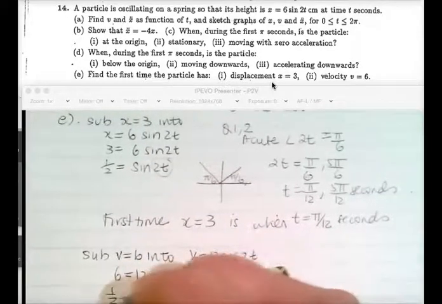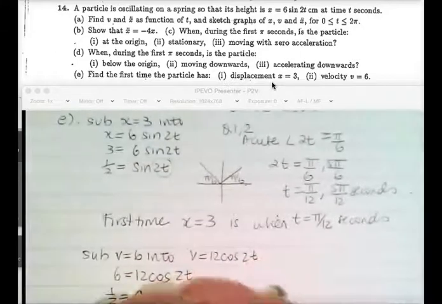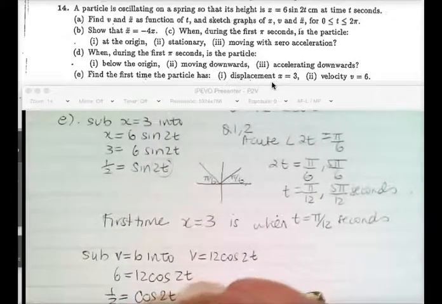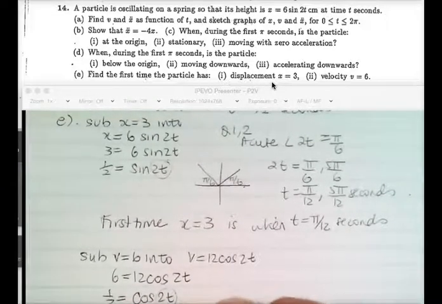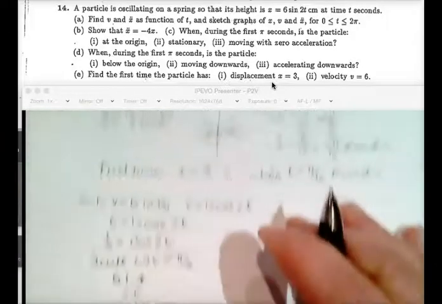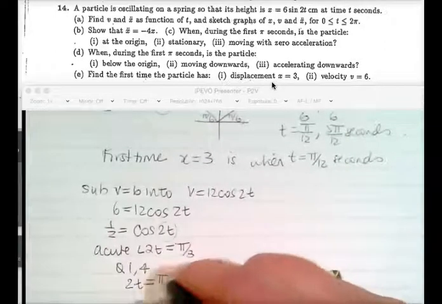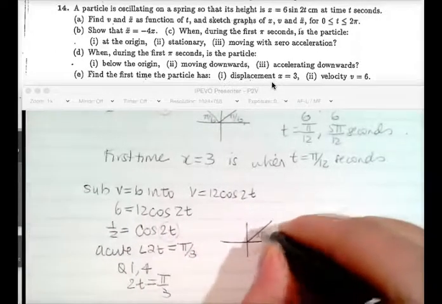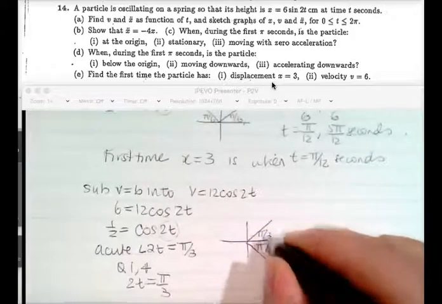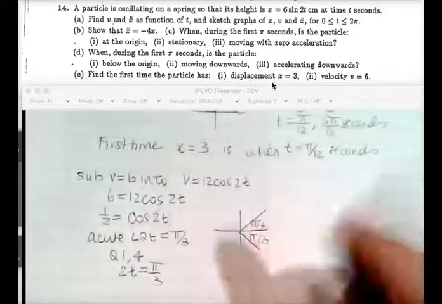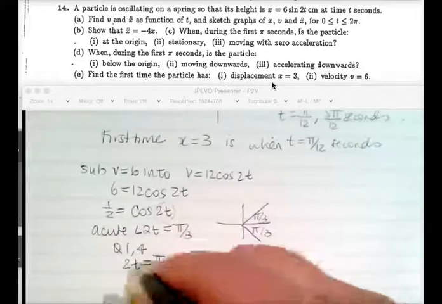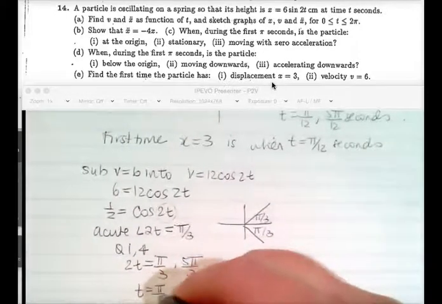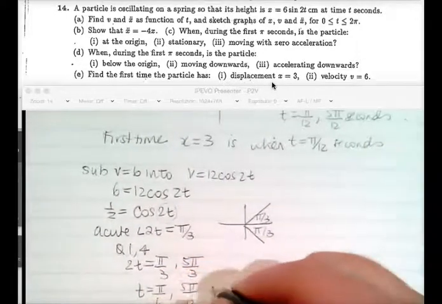In other words, a half equals cos 2t. The acute angle 2t, cos of what is a half? It's cos of 60. So acute angle is pi on 3. We are in quadrants 1 and 4. So therefore 2t is pi on 3, drawing the quadrants. And there's quadrant 4. And that would be 2 pi minus pi on 3. So it's 1 2/3, which is 5 pi on 3. And now dividing by 2, we get time is pi on 6 and 5 pi on 6 seconds.